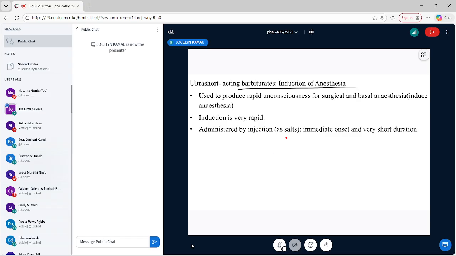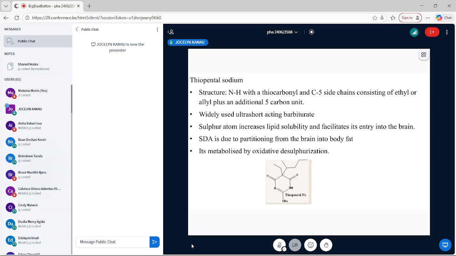So that is just a summary of what we are going to see. Their induction is very rapid, administered by injection as salts. Always you give drugs as salts to increase their water solubility, with immediate onset and very short, ultra short duration of activity, and that is why you are able to use them as general anesthetics. Thiopentosodium is our first one, and this is its structure.